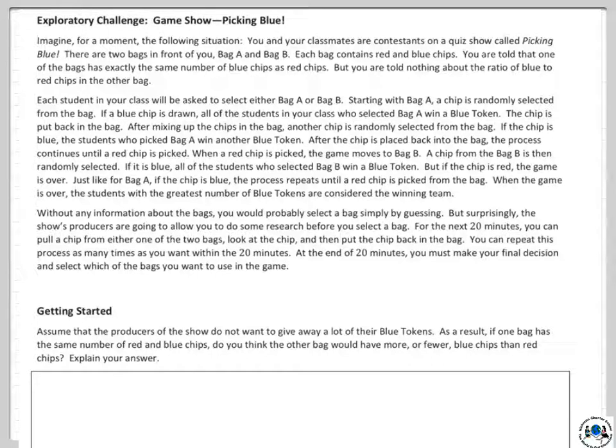All right, this is an exploratory challenge. Like I said, it's better suited for the classroom, and it is called Game Show Picking Blue. So you're going to imagine for a moment the following situation: you and your classmates are contestants on a quiz show called Picking Blue. There are two bags in front of you, bag A and bag B. Each bag contains red and blue chips.